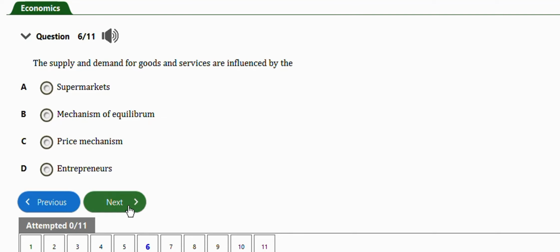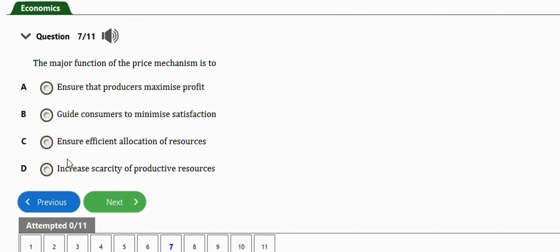Very important. Next question. It says the major function of the price mechanism is to ensure that producers maximize profit, guide consumers to minimize satisfaction, ensure efficient allocation of resources, or increase scarcity of productive resources. The right answer is option C, to ensure efficient allocation of resources.